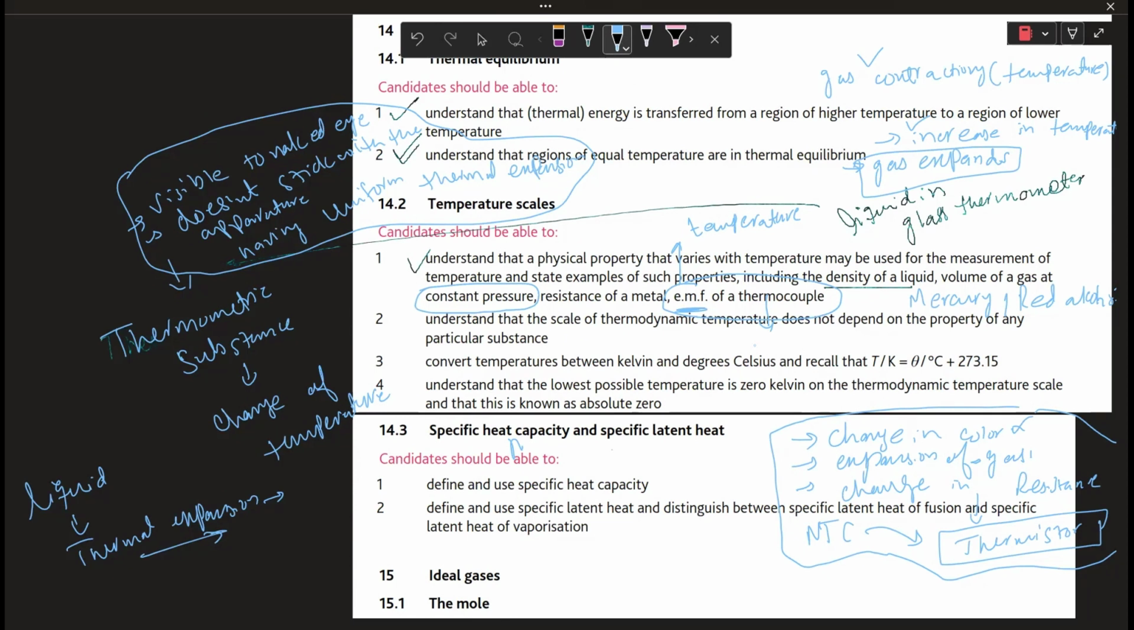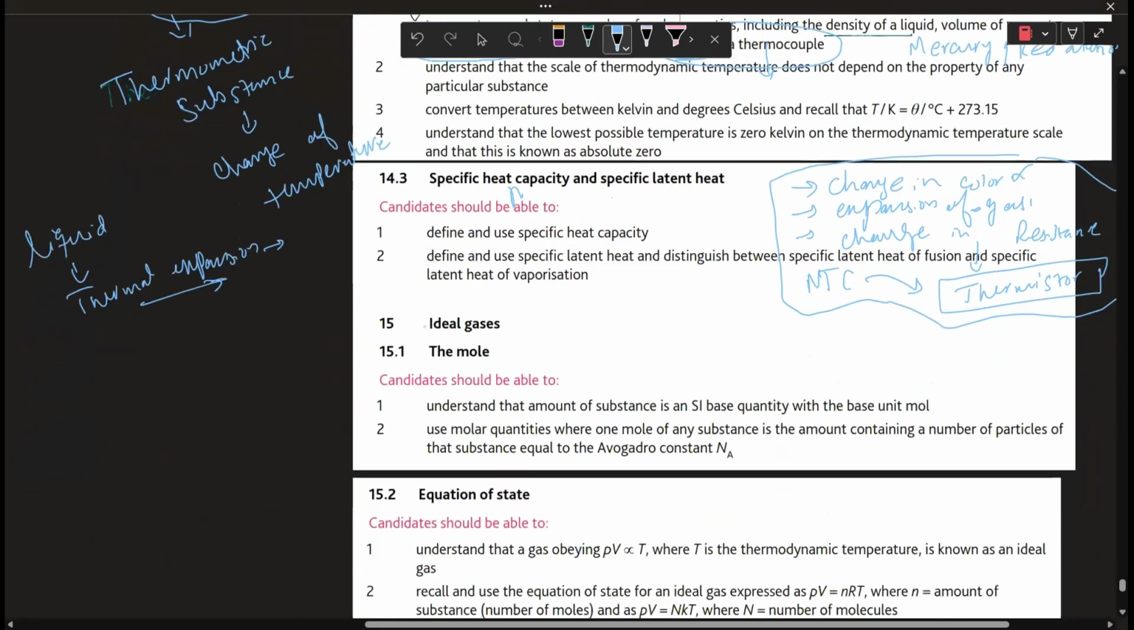Clear? Then we have the thermodynamic scales. What is the thermodynamic scale? Celsius, Fahrenheit, and Kelvin. But the second point, understand that the scale of thermodynamic temperature does not depend on the property of any particular substance. It has a fixed value, or that is outside the context of our syllabus. But when we talk about the thermodynamic scale, we define the thermodynamic scale as, let me give you the definition of thermodynamic scale as well.